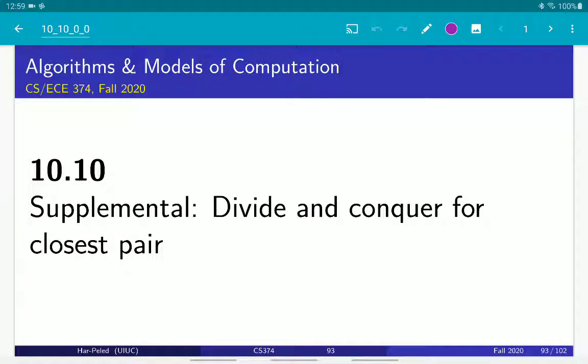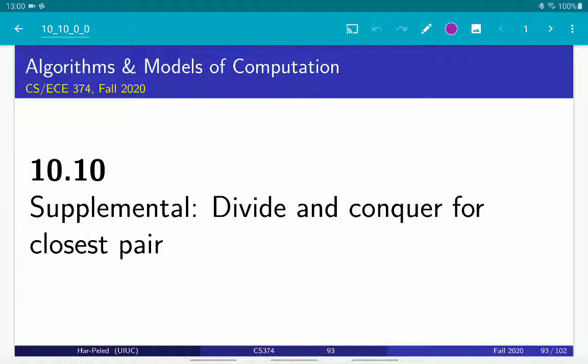Okay, so this is supplemental on computing the closest pair among a set of points in the plane. It's a very nice example of divide and conquer. Somehow there are a lot of such nice examples in computational geometry. And this is supplemental, which probably means that it's not going to be for the exam. So see this recording only if you're interested in the topic.